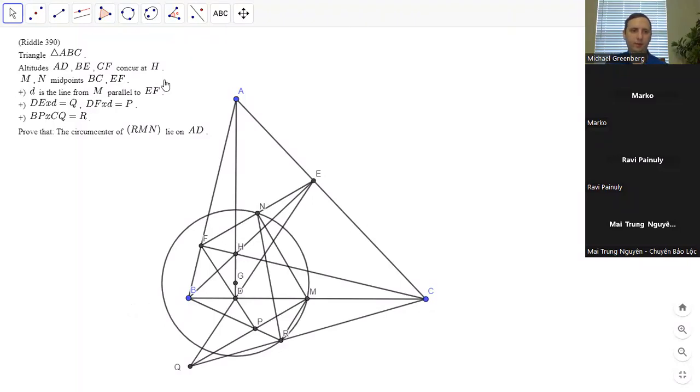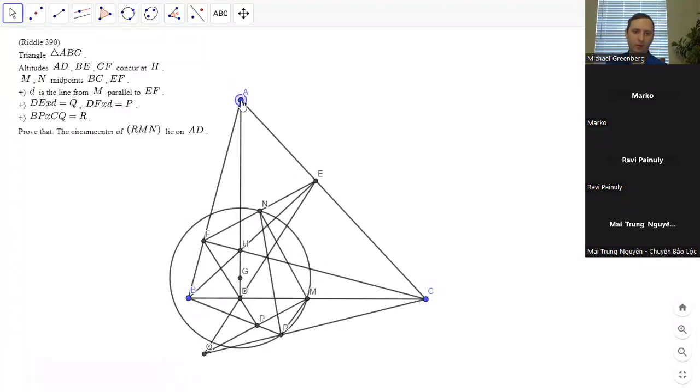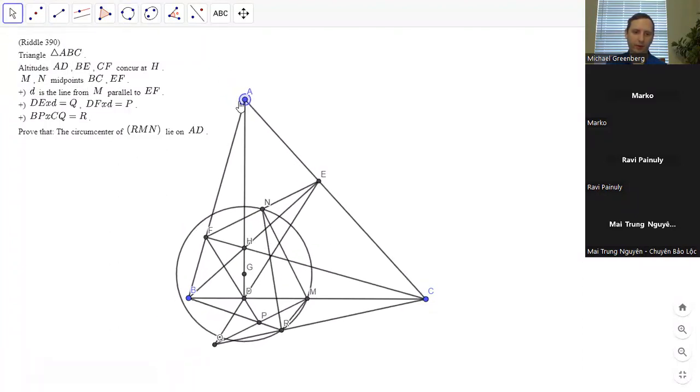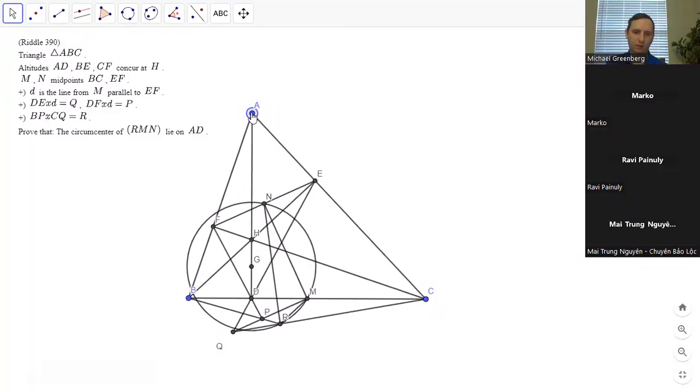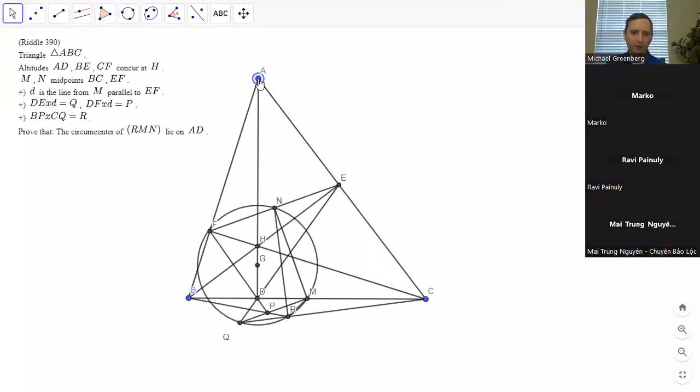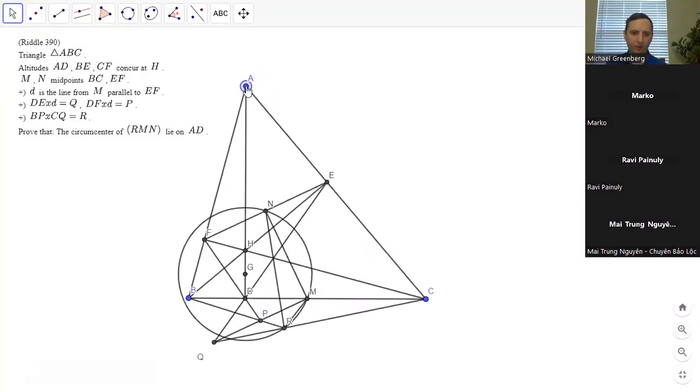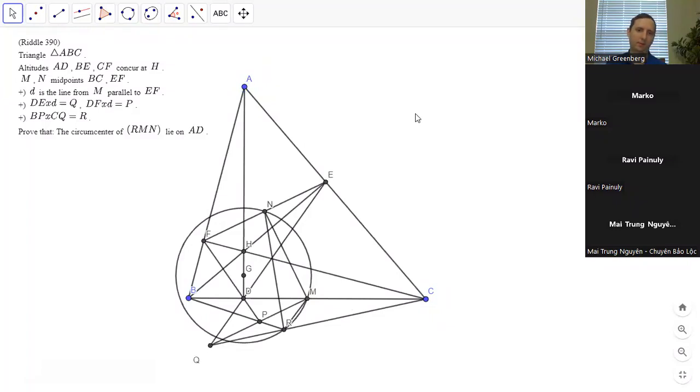In fact, this is a cyclic quad, I think. Oh, no, it's not, because this is a right angle and this is a right angle. This is a trapezoid right here. It almost looks like a rectangle, so let me see if I can make it look more like a trapezoid. Yeah, if I make A higher, it looks a little more like a trapezoid. But I think that looks okay.